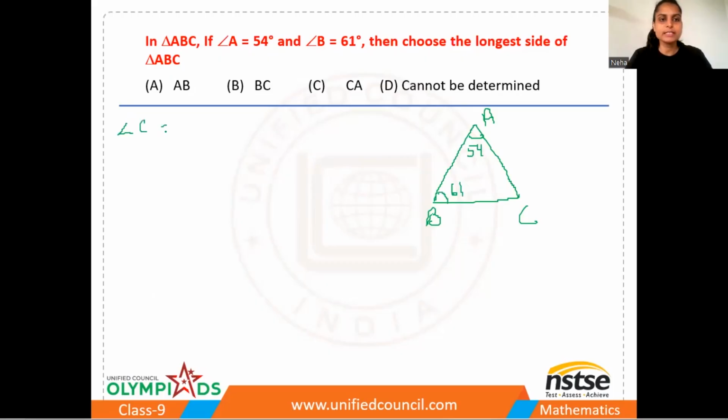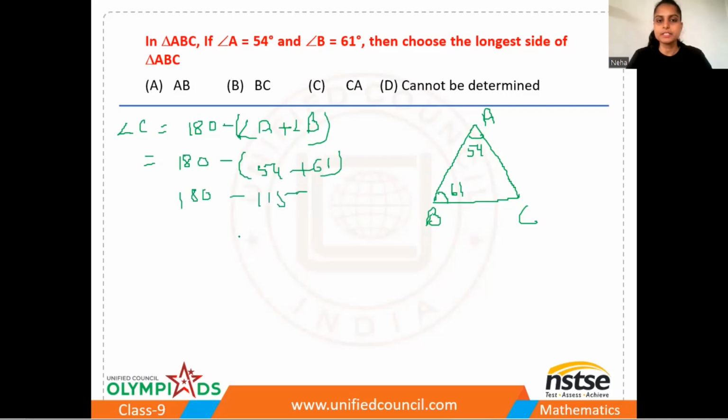So angle C is nothing but 180 minus angle A plus angle B, right? That means 180 minus 54 plus 61. That means 180 minus 115. That means it is nothing but equal to 65 degrees. This angle is 65 degrees. Okay. So my dear students, angle C is equal to 65 degrees.